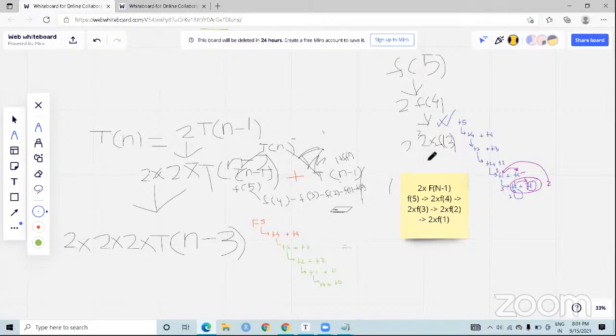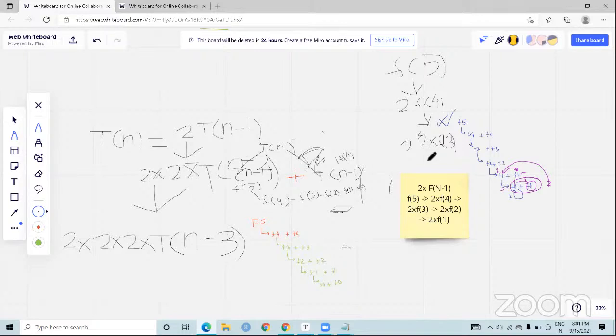What is f0? F0 is the base case. Let's say f0 is 1. So here we got 2 to the power 5. I'm saying that this tree has 5 levels, and in each level I am doing constant work, just multiplying by 2. Each time I am doing constant work. We are just multiplying, so this is a constant kind of thing.